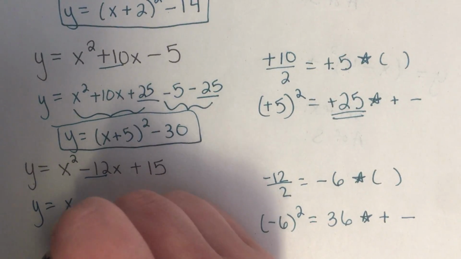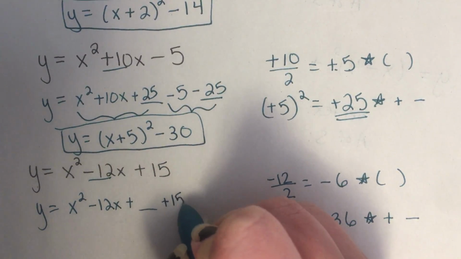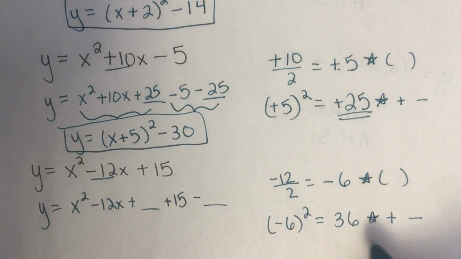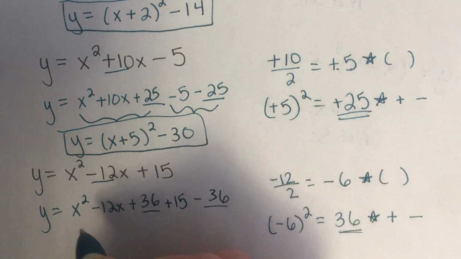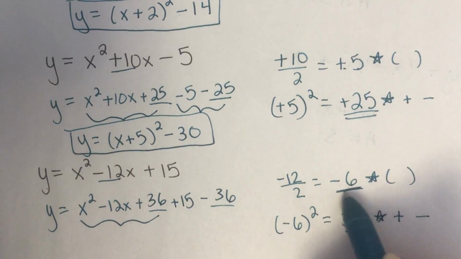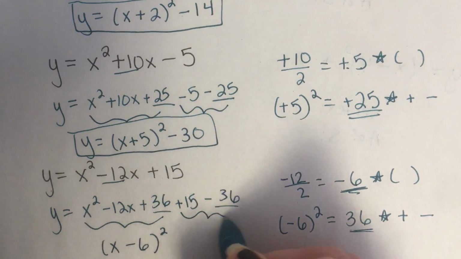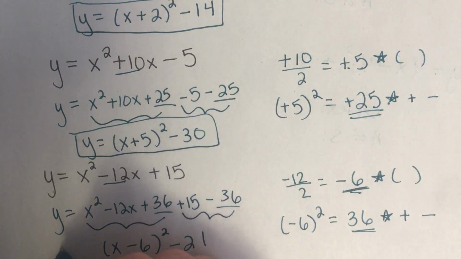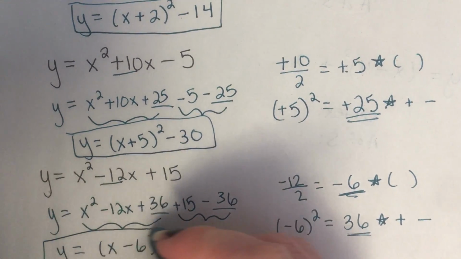So y equals x squared minus 12x plus a number. Put that 15 down, minus a number. Here we go. 36 goes in the spaces I left available. Factor the first 3. Right here is the x minus 6. And then the last 2 are going to make minus 21. All right, so now we can continue.